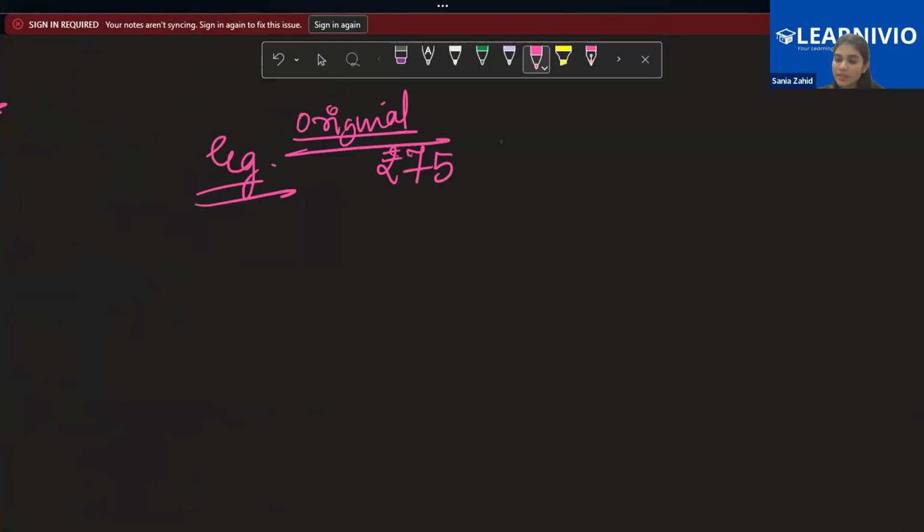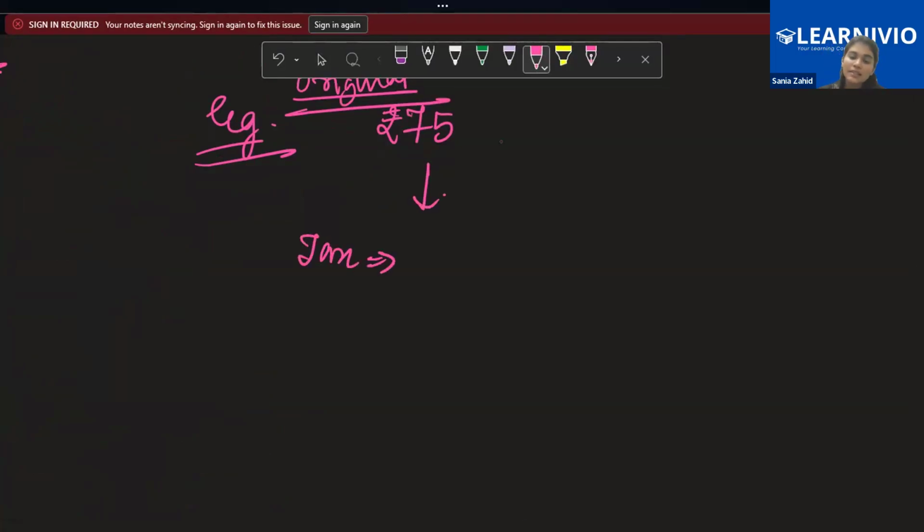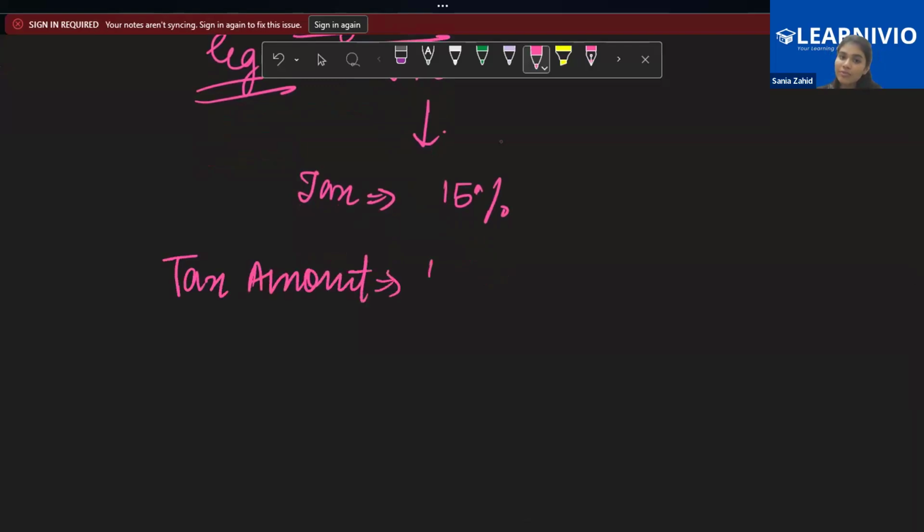Okay, but the shopkeeper tells you that he will give it to you for 75 rupees, but there is a tax. And how much tax are they adding? They're adding a tax of, let's suppose, 15%. So there is a 15% tax on it. Okay, so how will you calculate the tax amount? Tax amount will become 15 by 100 into 75.